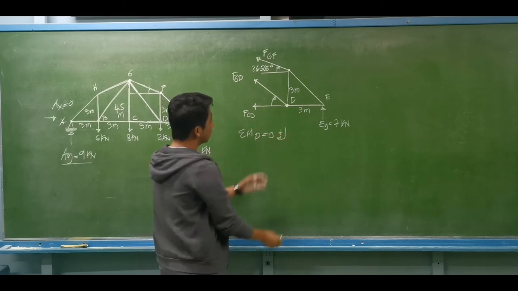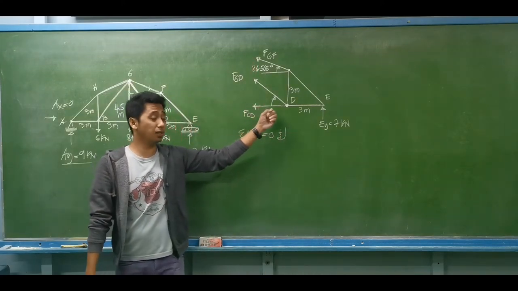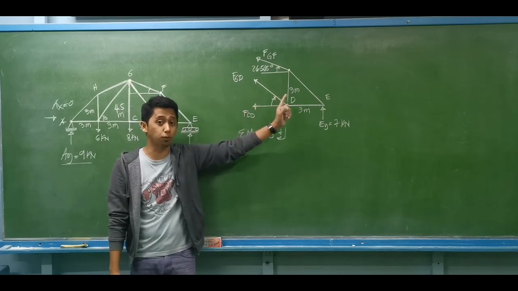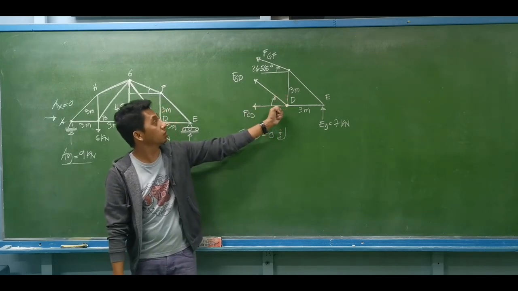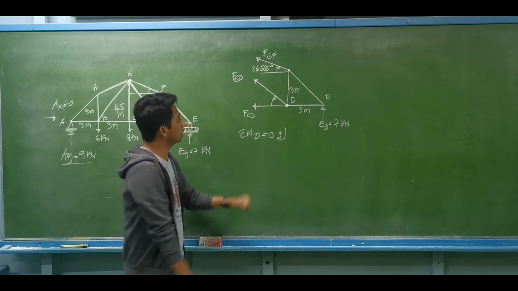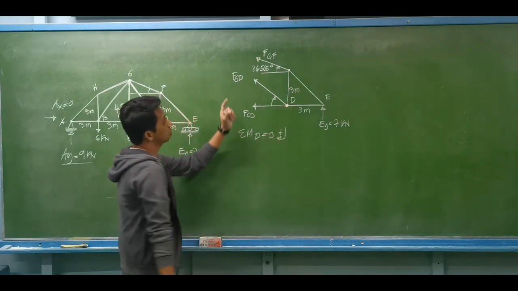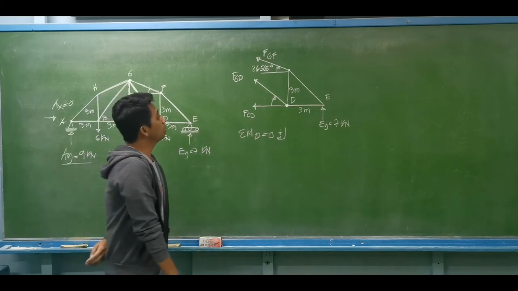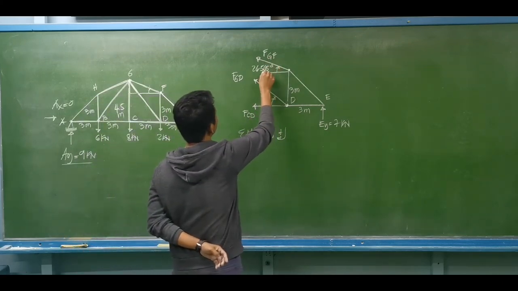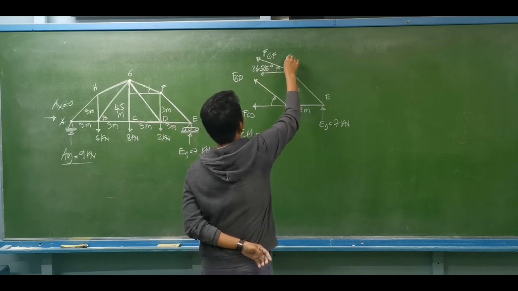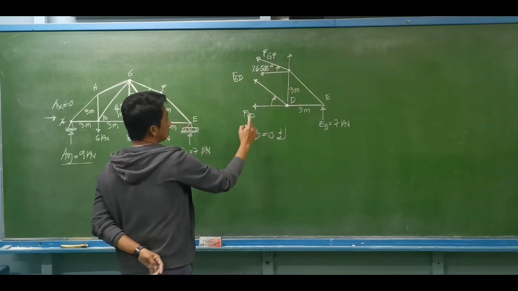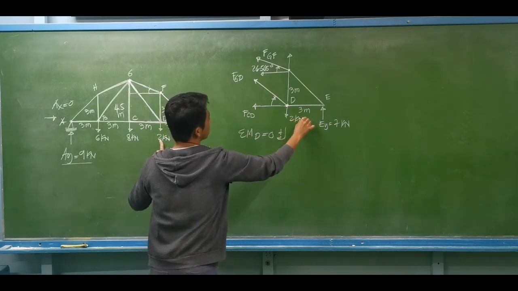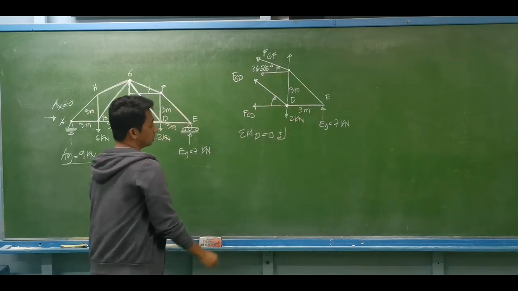So after cutting the sections, you need to eliminate two unknowns to compute for one. Here, we will do summation moment at D to eliminate GD and CD. We have two components for GF, horizontal and vertical. The load of 2 kilonewtons will also be eliminated.